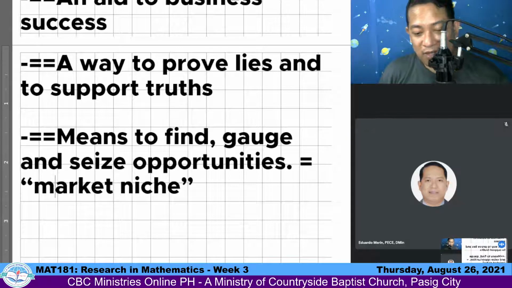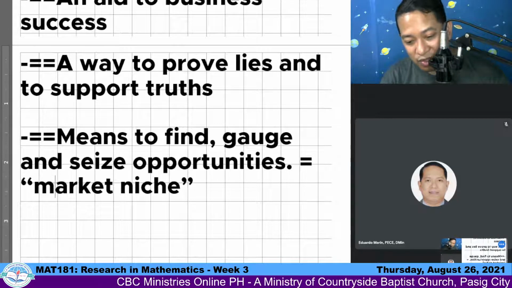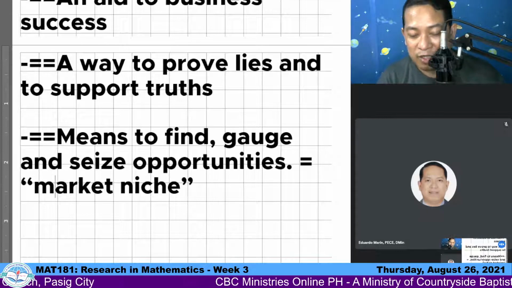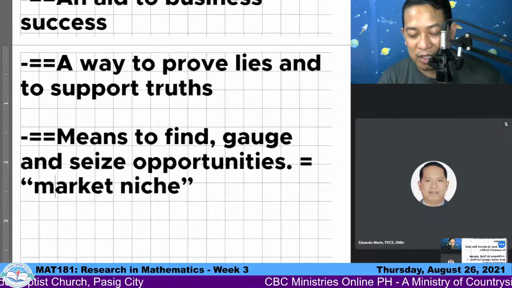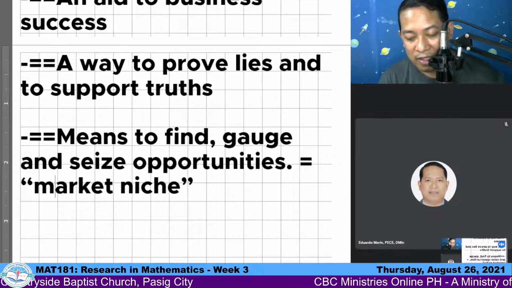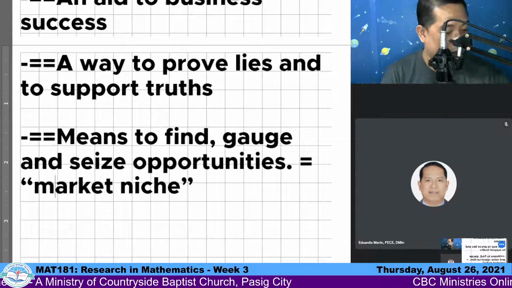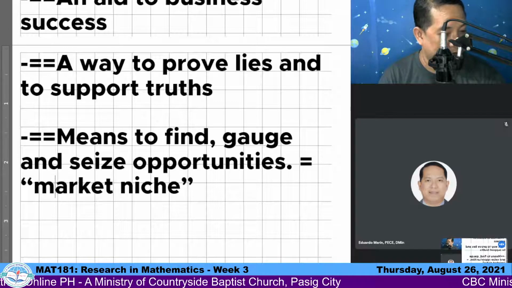So again, research could be used. This is a very practical advantage of using research-based knowledge, where you could find, gauge and seize opportunities, or even your market niche as well. There are other explanations in the notes that I may not cover.